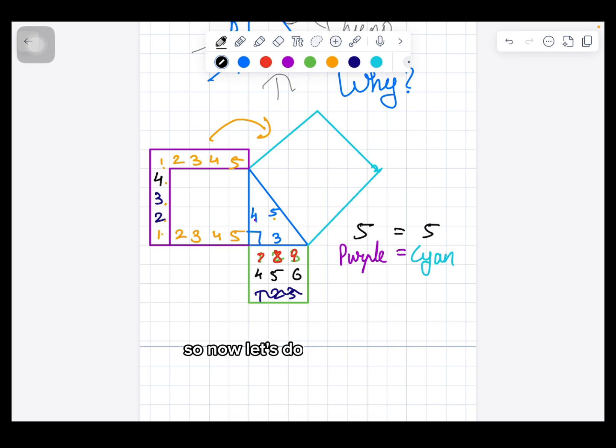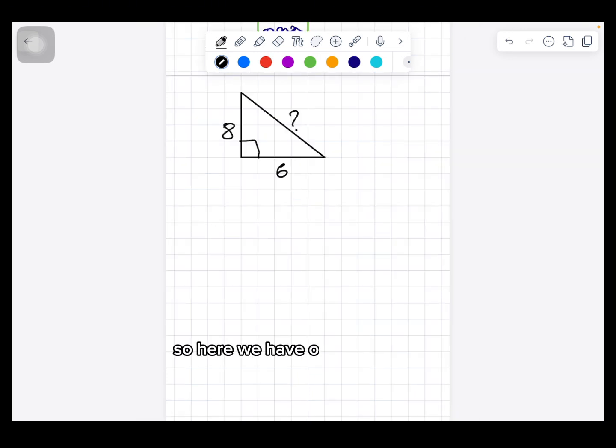So now let's do some examples. Here we have our first example. We have a right angle triangle, and you're supposed to find the hypotenuse side. So first, let's try our equation.